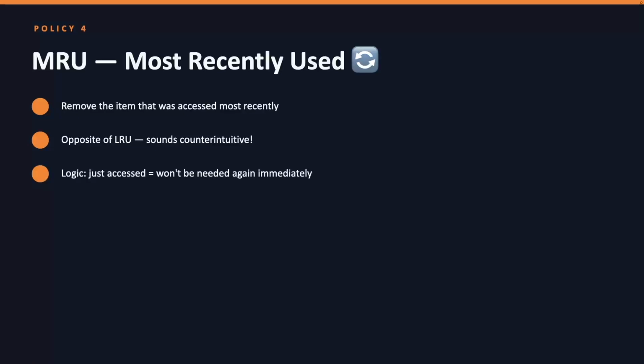Imagine you are streaming a video. The system loads segment 1, plays it, then moves to segment 2. Once segment 1 has been played, you are not going to go back to it immediately. You are moving forward. So the most recently used segment is actually the safest one to evict because the user has already consumed it.